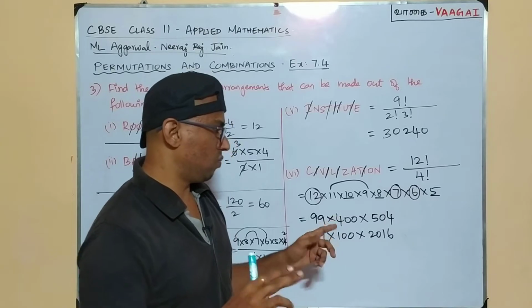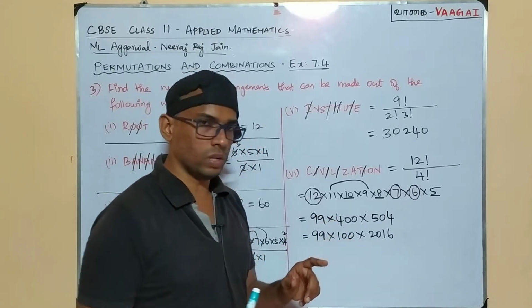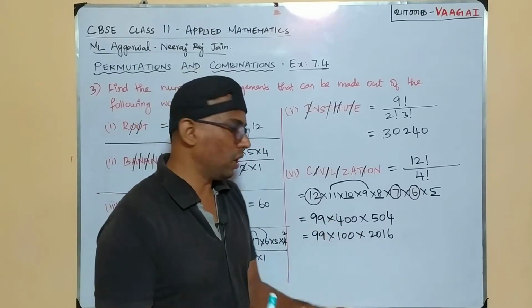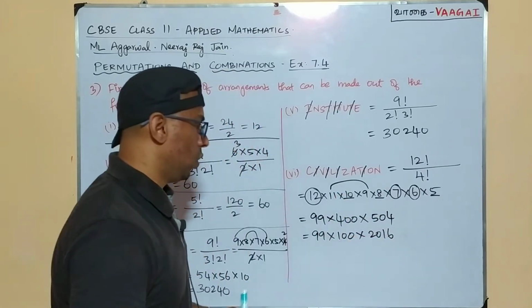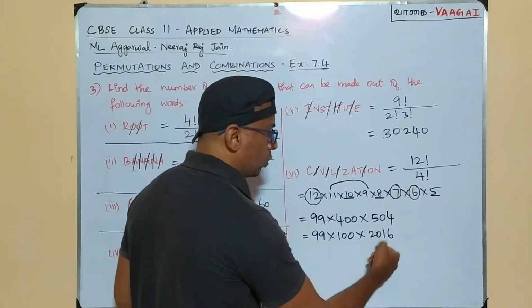Because 5 4s are 20, 4 4s are 16, right? Yeah, of course, 2016. The only thing I tried to do here is transfer this 4 from here to here. That's it. Now we are left with 99 into 100 into 2016.